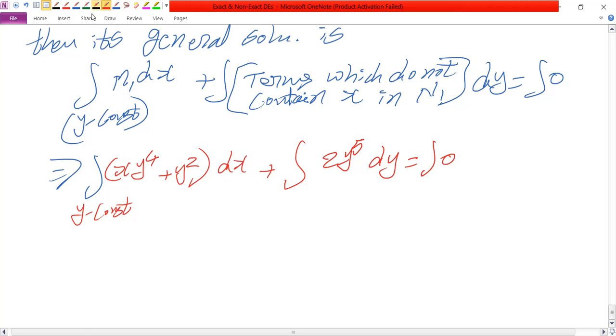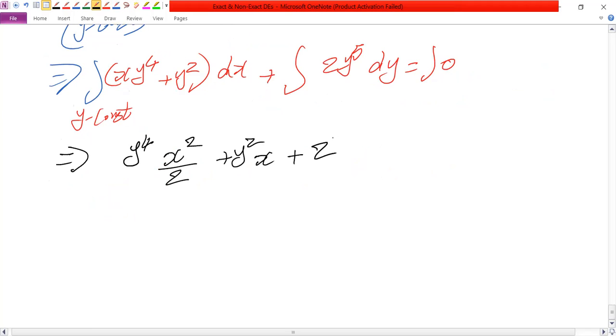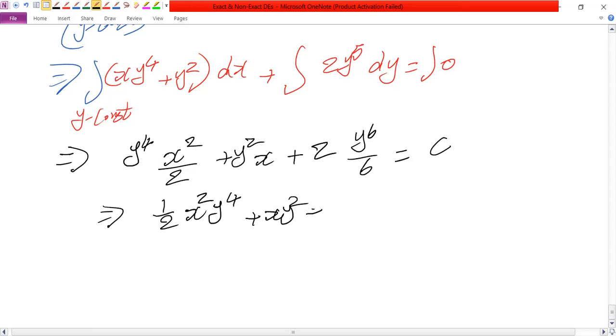While integrating with respect to x, we treat y as constant, so y⁴ is constant. The integral of x dx is x²/2, plus y² times the integral of 1 dx, which is x, since y² is a constant brought outside the integral. The integral of y⁵ with respect to y is y⁶/6. So the total integration is completed, and I'm taking c on the right hand side. Simplifying: 1/2 x²y⁴ plus xy² plus 1/3 y⁶ equals c.